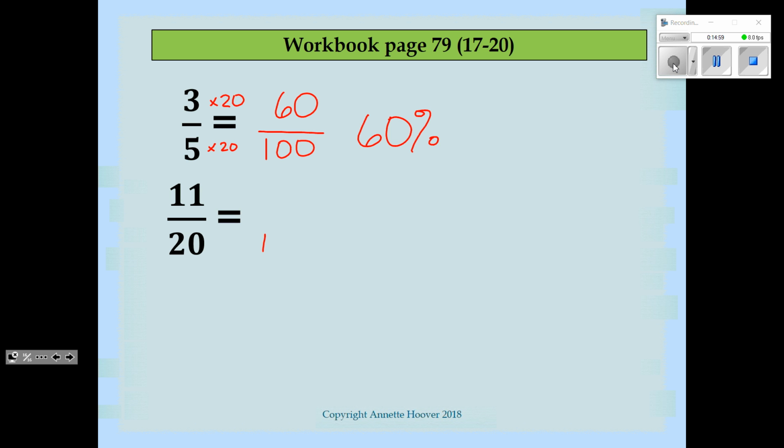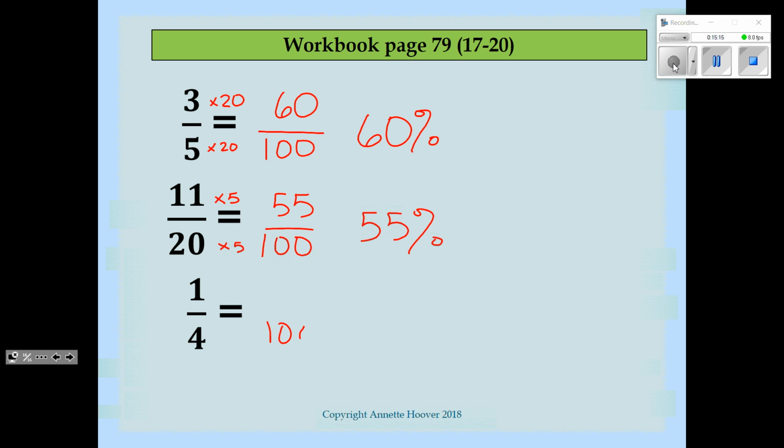Again, 20, I know that I can multiply 20 times 5 to get 100. So I multiply the top times 5. Now I have it over 100, so that is my percent, 55%. 1/4, again, I know that I can multiply 4 times 25 to get 100. So now I multiply the top times 25, and I would have 25%.